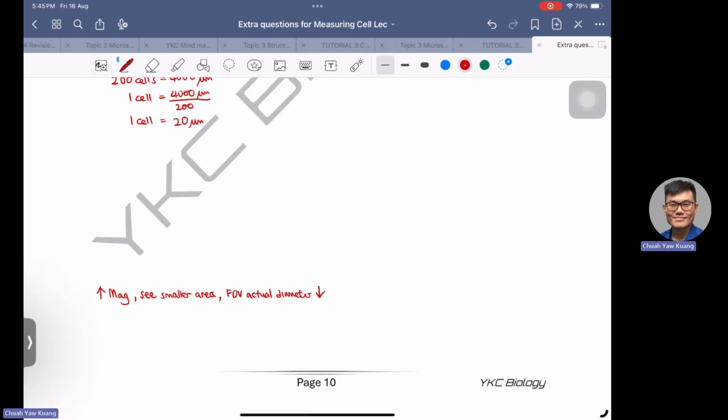On the other hand, when we zoom out, which means that we decrease the magnification, then we will see a larger area. When you see a larger area, that means that although the image size of the FOV is the same, what we see under the microscope, the round shape, is still the same size, but the actual diameter actually increases.